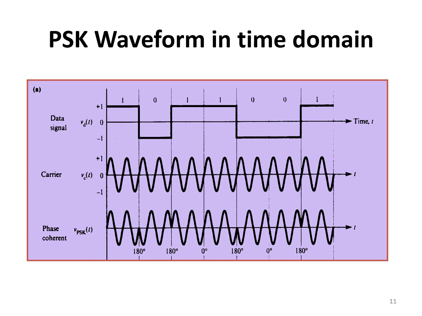This figure shows the PSK waveform in the time domain. When the digital input data changes from 1 to 0 or from 0 to 1, the phase of the carrier signal will be shifted by 180 degrees.